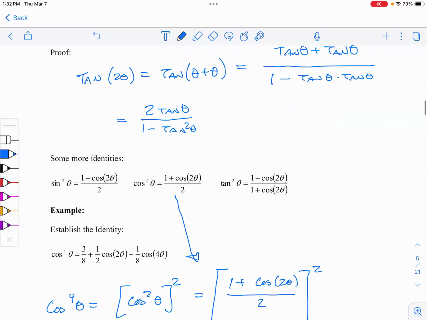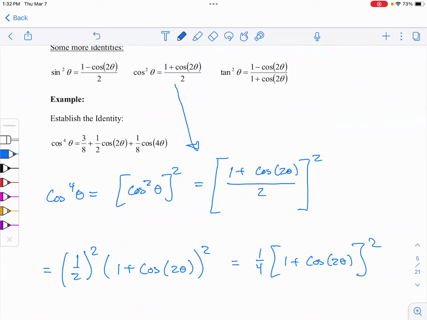Okay, now here's a note. Cosine squared, this says cosine squared of theta equals 1 plus cosine 2 theta over 2. For the one that we're about to do, it's cosine squared of 2 theta, which means this becomes what? 4 theta. 4 theta. And it is that simple.